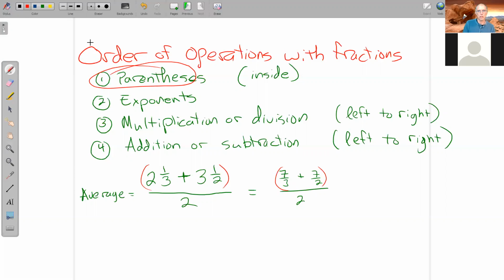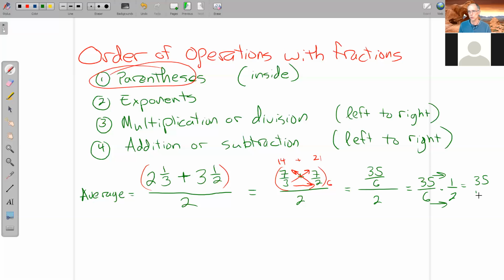So the algorithm I would apply here is just the arrow algorithm. 2 times 3 is 6. 2 times 7 is 14, 3 times 7 is 21, and we're adding. So then 14 and 21 is 35 over 6, and then we have to divide that by 2. And then our division idea with fractions is multiply by the reciprocal, so this is 35/6 times 1/2, because 1/2 is the reciprocal of 2. 35 times 1 is 35. 6 times 2 is 12.